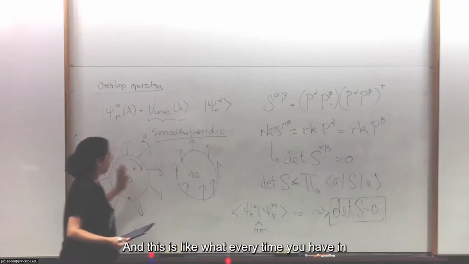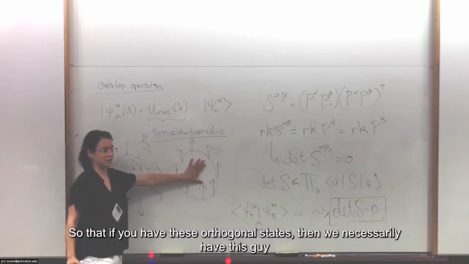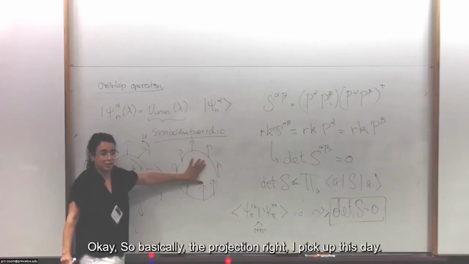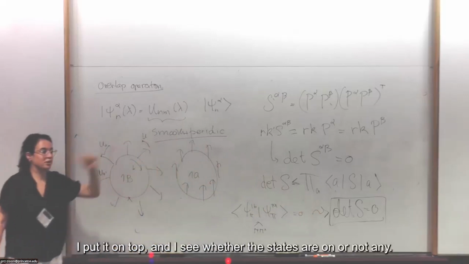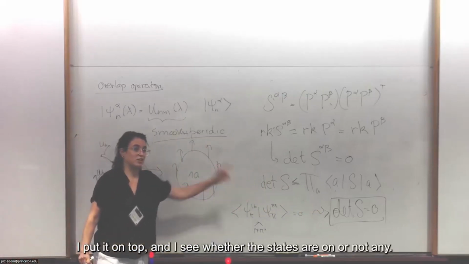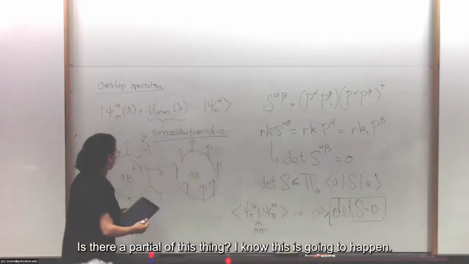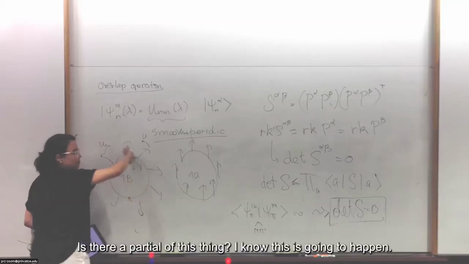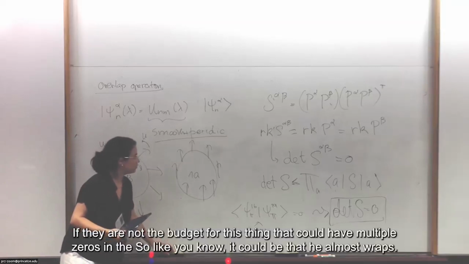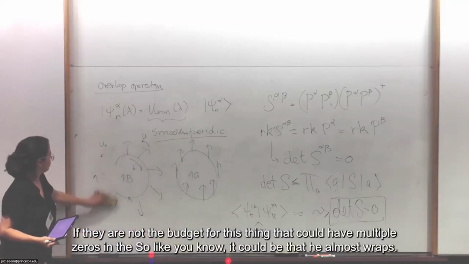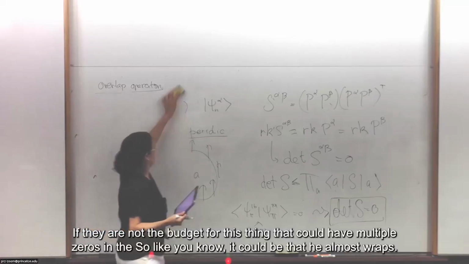Okay. So basically what I'm doing is a projection, right? I pick up this state and put it on top, and I see whether the states are orthogonal or not. And if they're orthogonal, I'm going to have a determinant 0. So if they're topologically distinct, I know this is going to happen. If they are not topologically distinct, I can have multiple zeros in the eigenset of this operator. And so it could be that this almost wraps, but it doesn't really wrap. So you're going to miss sometimes those cases. So that's why it's quick and dirty. It does give you false positives, so it's a good antigen test.